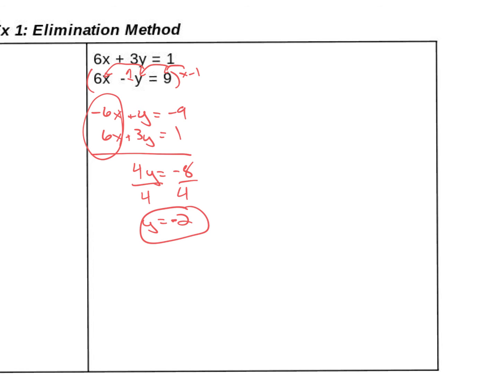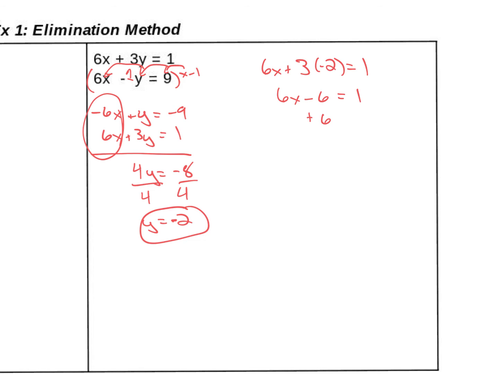Okay, and if we have y equals negative 2, then we can look back up to these equations. It doesn't matter which one we start with. If we just plug it into that 6x, so that's going to be 6x plus 3 times negative 2 equals 1. So now we have 6x minus 6 equals 1.